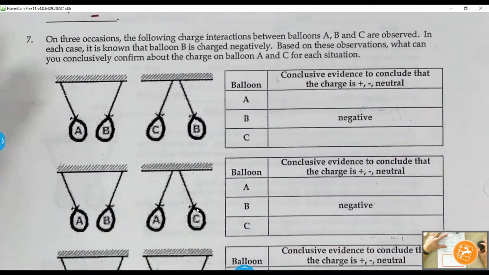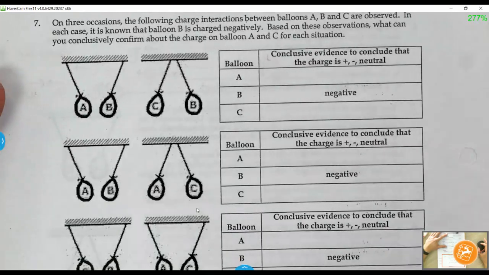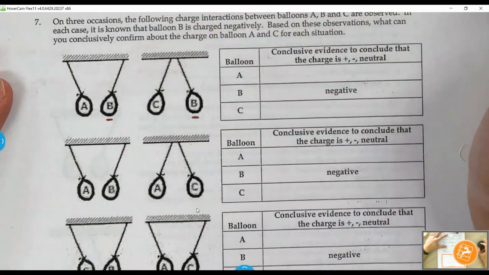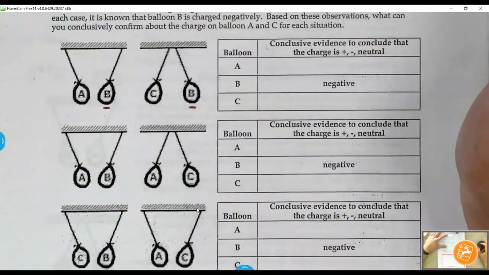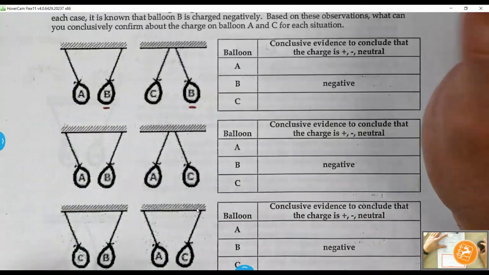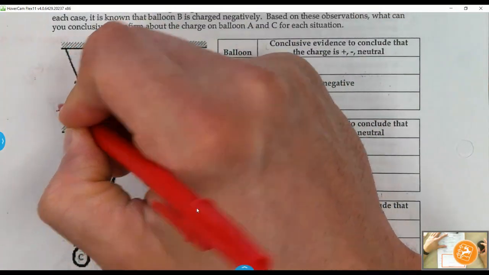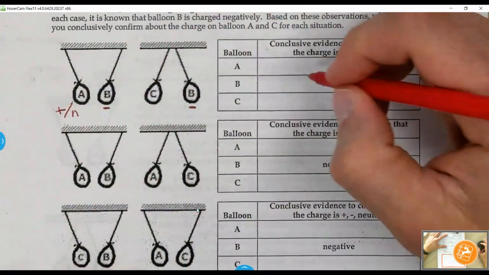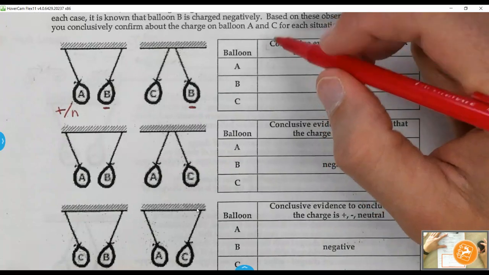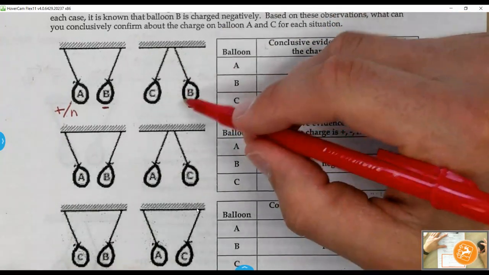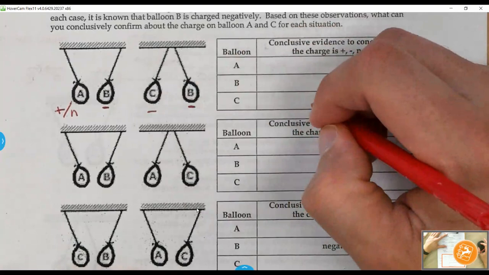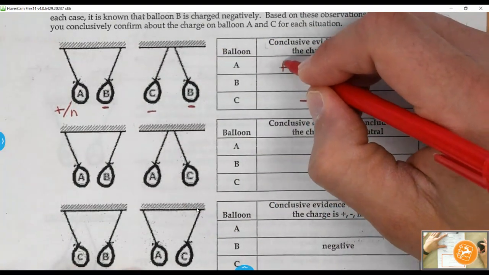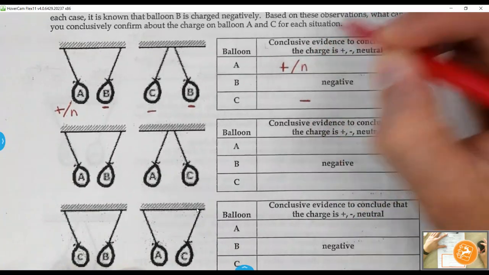So now we have a couple different scenarios here. All you know for sure is that B is negative. So right off the bat, I bring A here. What could A possibly be? It could be positive. And that's correct. It could be neutral. So A could be positive or neutral. What about C? It has to be negative because it's repelling. So C, 100%, has to be negative. A could be positive or neutral.